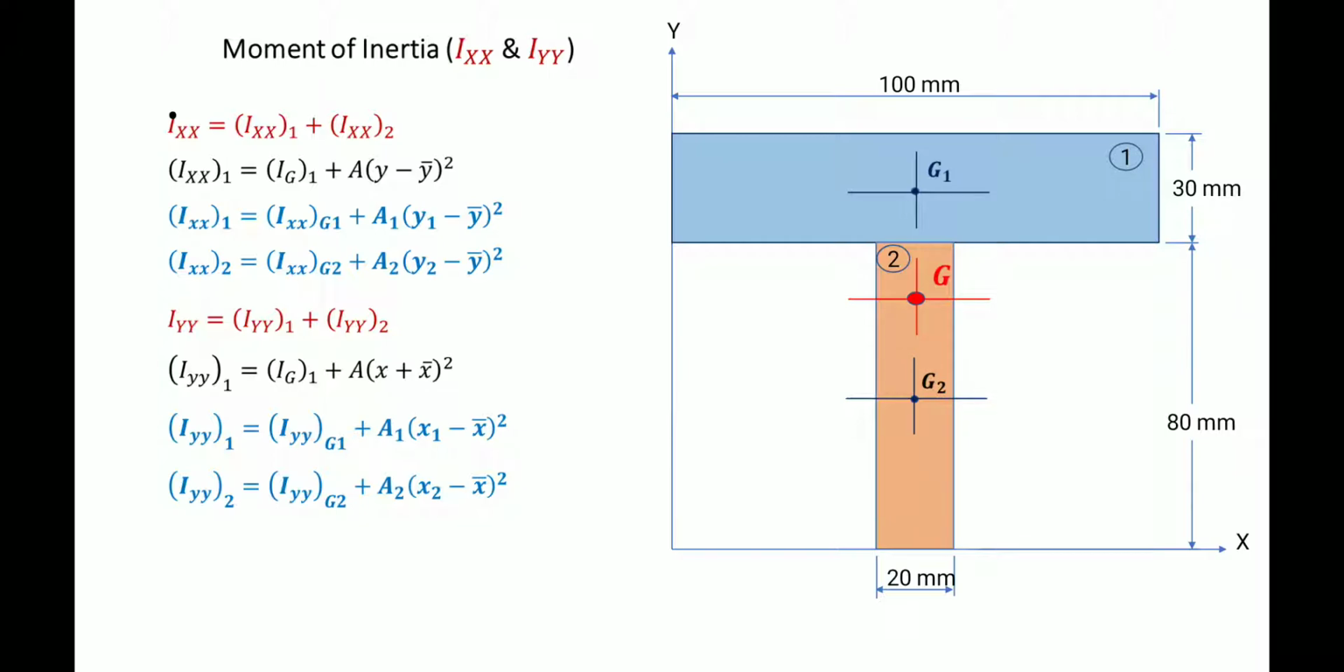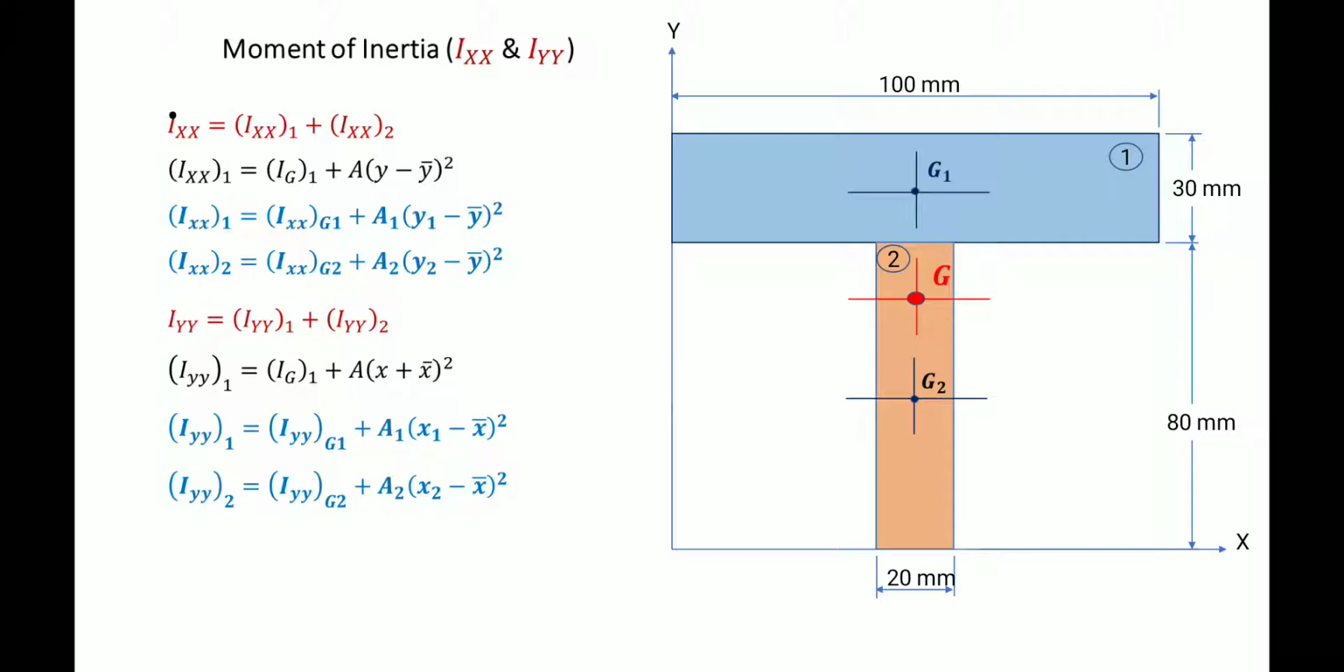The same like this, for Iyy also we have the formula: Iyy at G1 plus A into x1 minus x bar the whole square. For Iyy2 it is x2 minus x bar the whole square. For Ixx it is y1 minus y bar the whole square, or y2 minus y bar. For Iyy it is x1 minus x bar and x2 minus x bar. So first we study this formula.